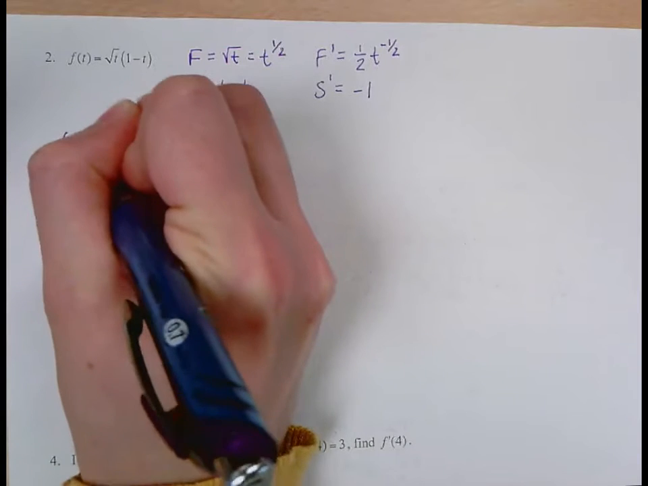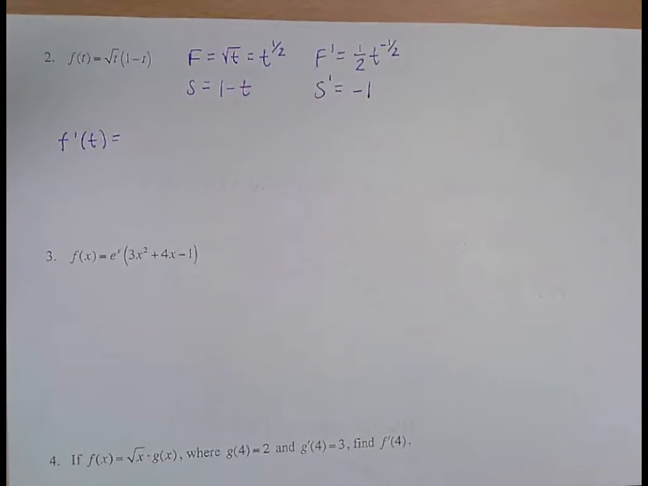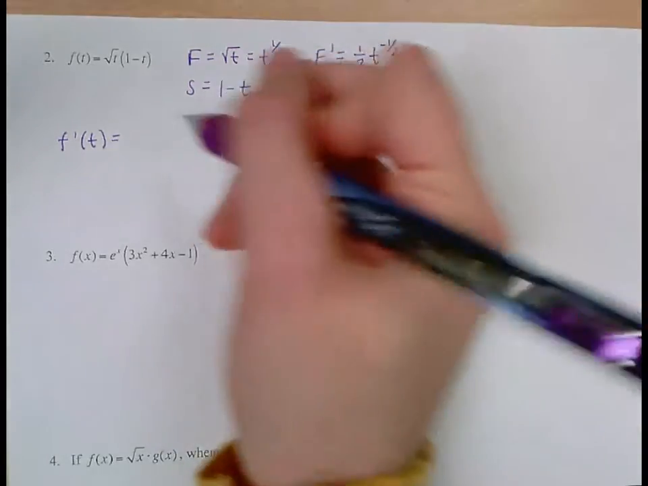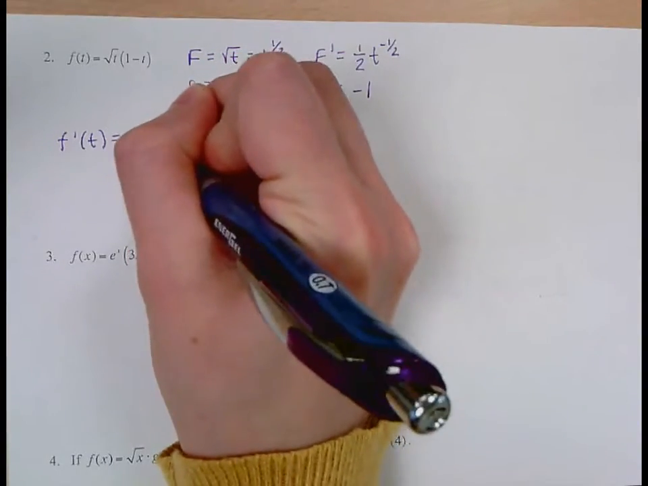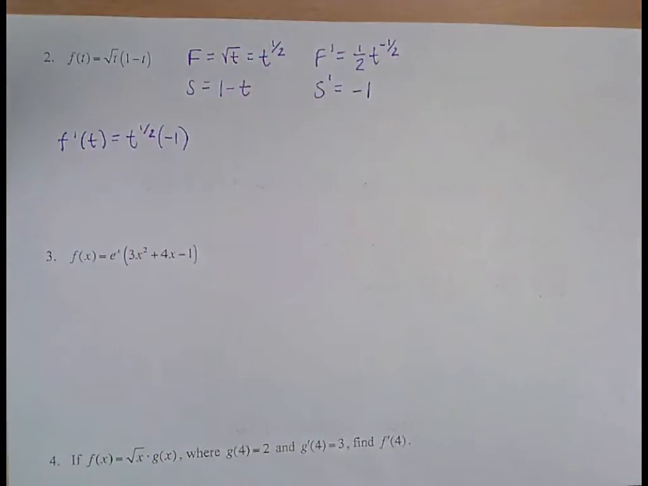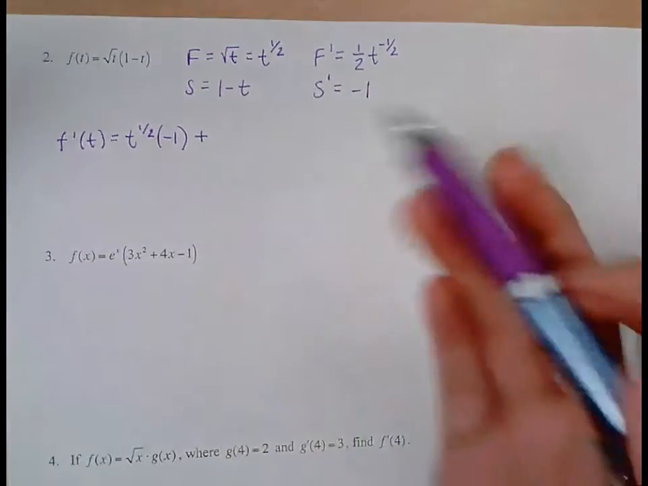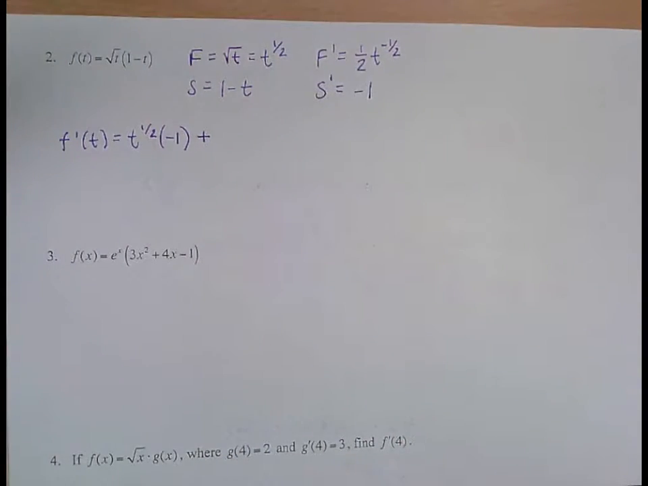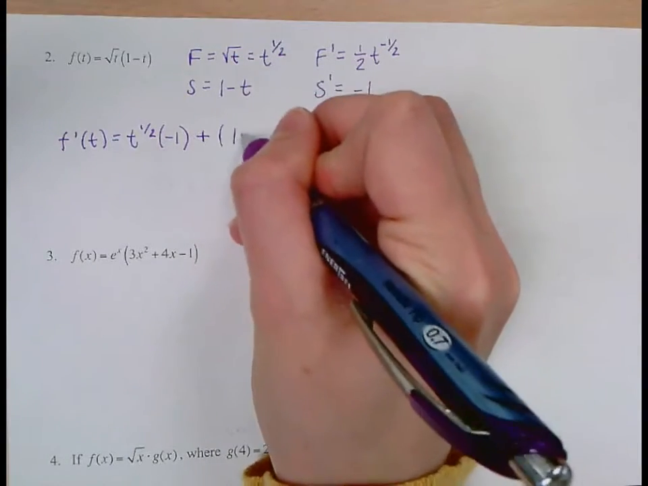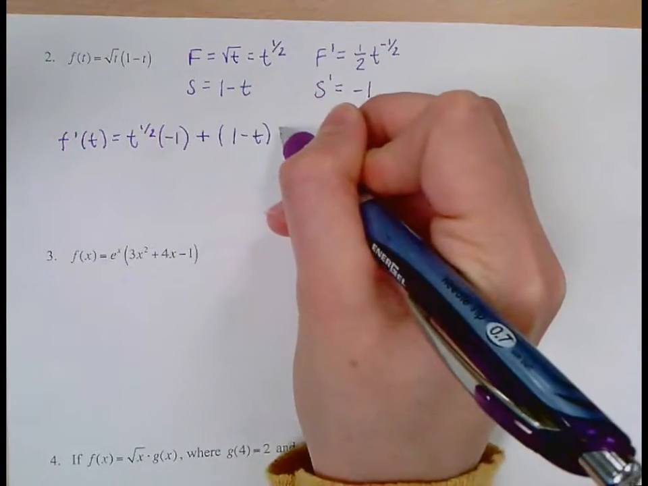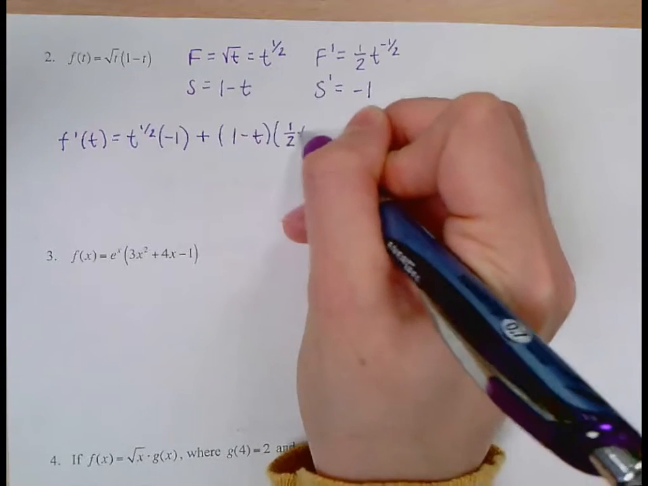Okay, so then applying the product rule, f prime of t is going to equal f times s prime, so that would be t to the 1/2 times negative 1, plus second times first prime, s times f prime, so that would be the quantity 1 minus t multiplied by 1/2 t to the negative 1/2.